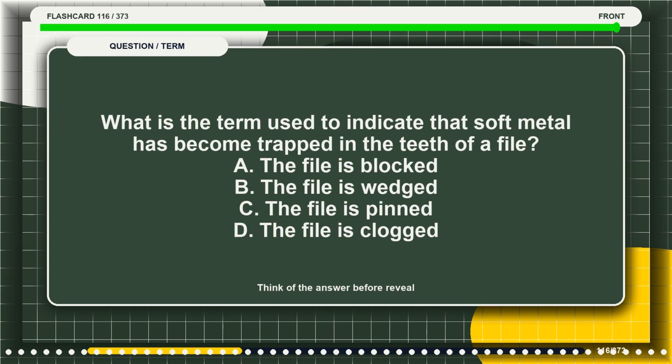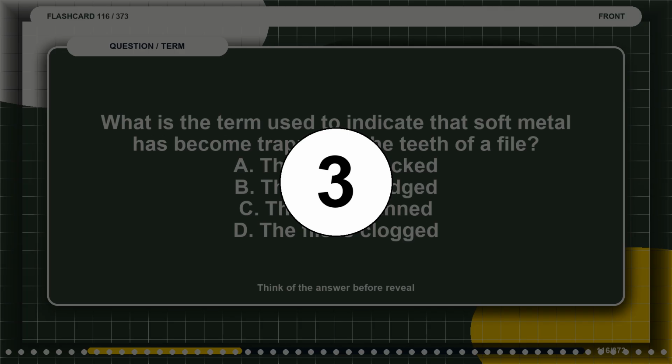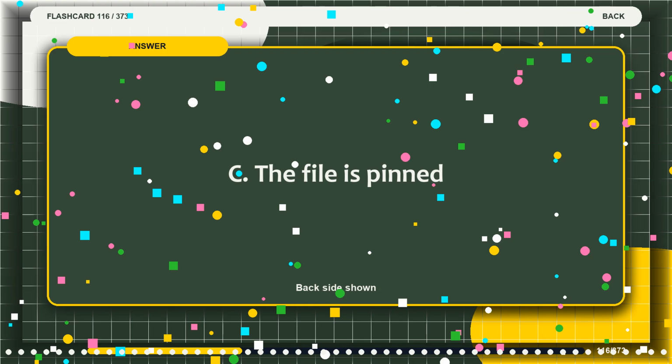Flashcard 116. What is the term used to indicate that soft metal has become trapped in the teeth of a file? A. The file is blocked. B. The file is wedged. C. The file is pinned. D. The file is clogged. Think of the answer before the reveal. The answer is C. The file is pinned.